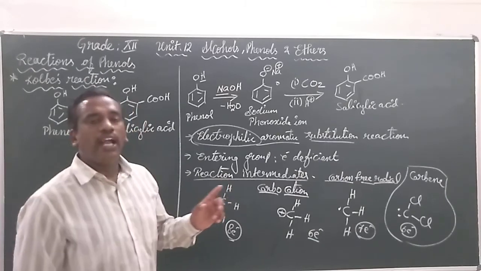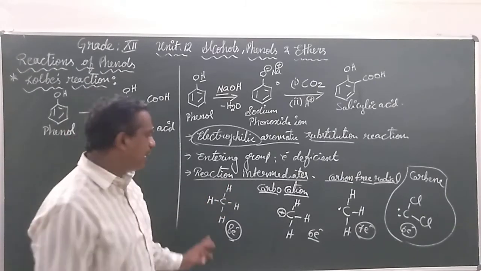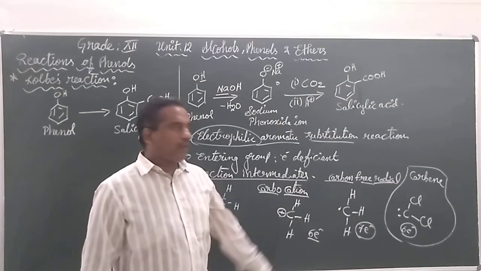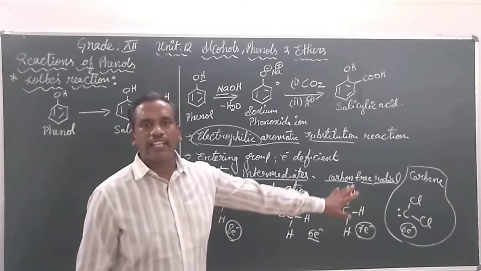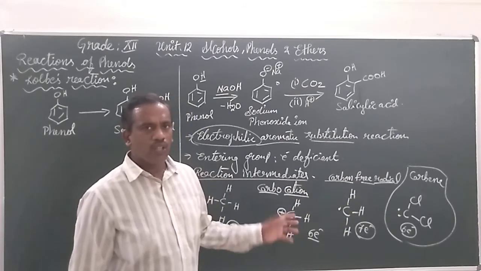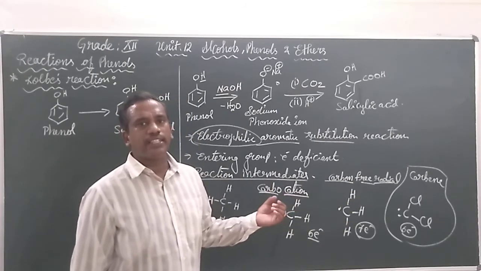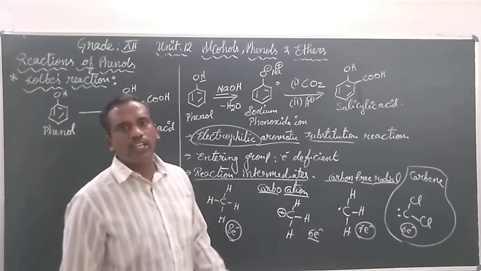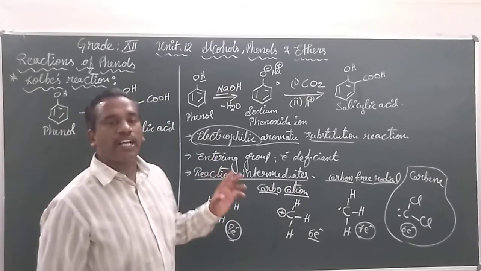So the electron deficient intermediates are the carbocation, carbon free radical and the carbene. Any of them will be there in the reaction mechanism. So let us see what is the mechanism here.